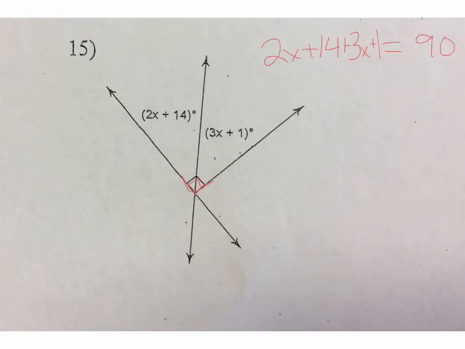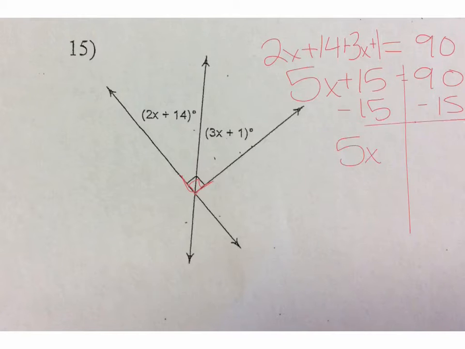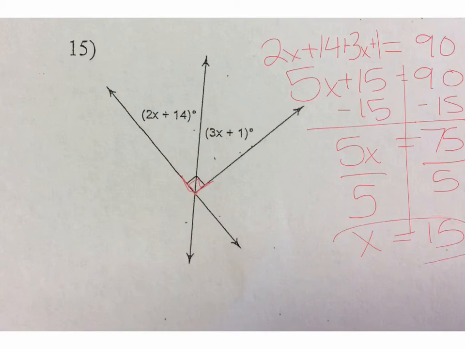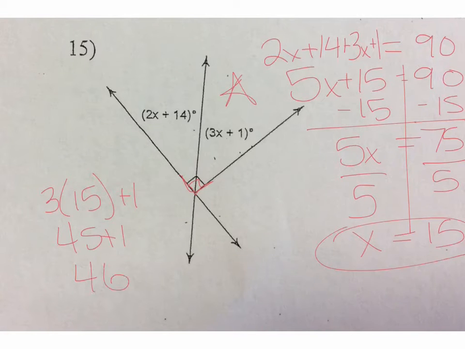So you're going to combine like terms and get 5x plus 15 equals 90. Subtract 15 from both sides. So you get 5x equals 75. Divide both sides by 5. So x equals 15. If I wanted to find this angle with the star, I would plug in 3 times 15 and then add 1. So we would get 45 plus 1, which is 46 degrees for this angle right here.